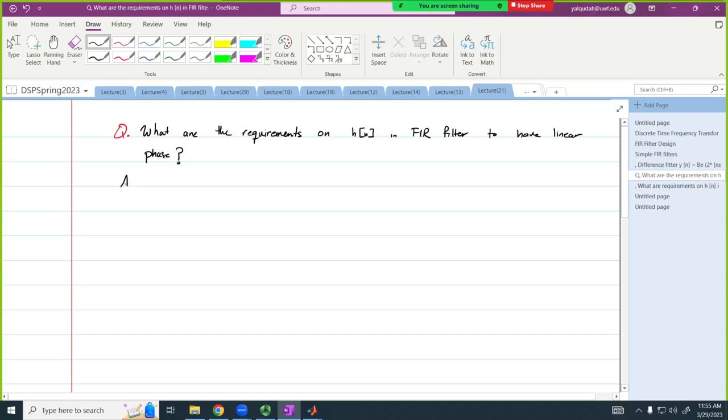And the answer to that is that if h of n is causal and has length equal to N, then if h of n is equal to plus or minus h of N minus 1 minus n, it means the filter has linear phase.